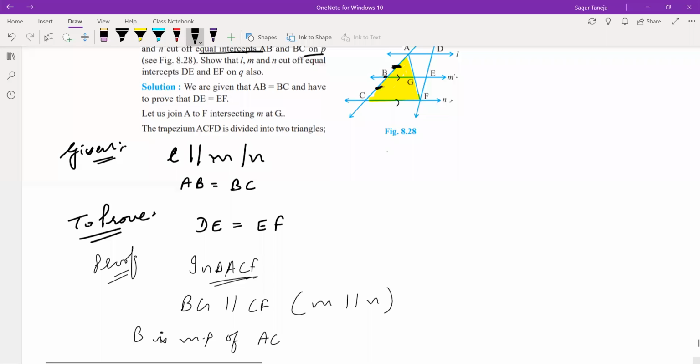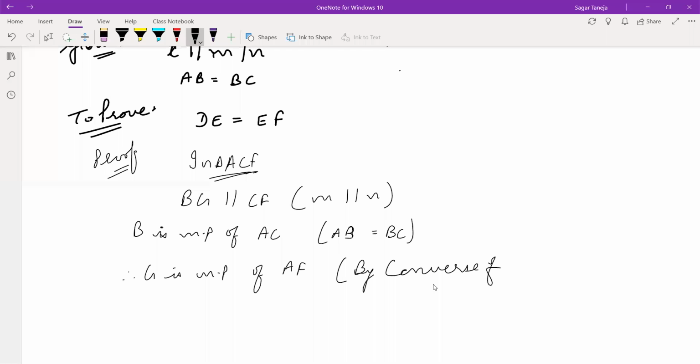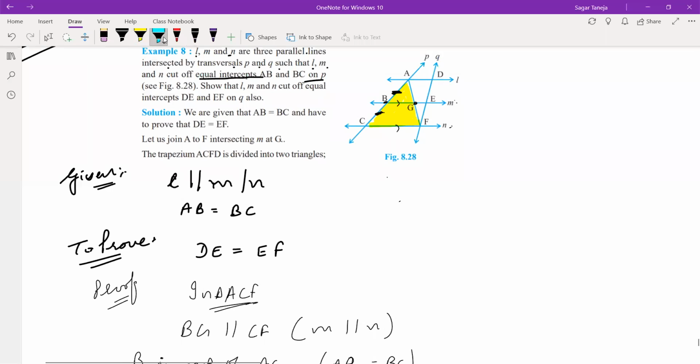How can we say that B is the midpoint of AC? Because AB and CB are equal. Just write another given reason. It is given in the question that AB and BC are equal. If AB and BC are equal and B is the midpoint of AC, then G will also be the midpoint of AF by converse of midpoint theorem. Just write, therefore, G is midpoint of AF by converse of midpoint theorem. And after writing this, let us move on to the next triangle.